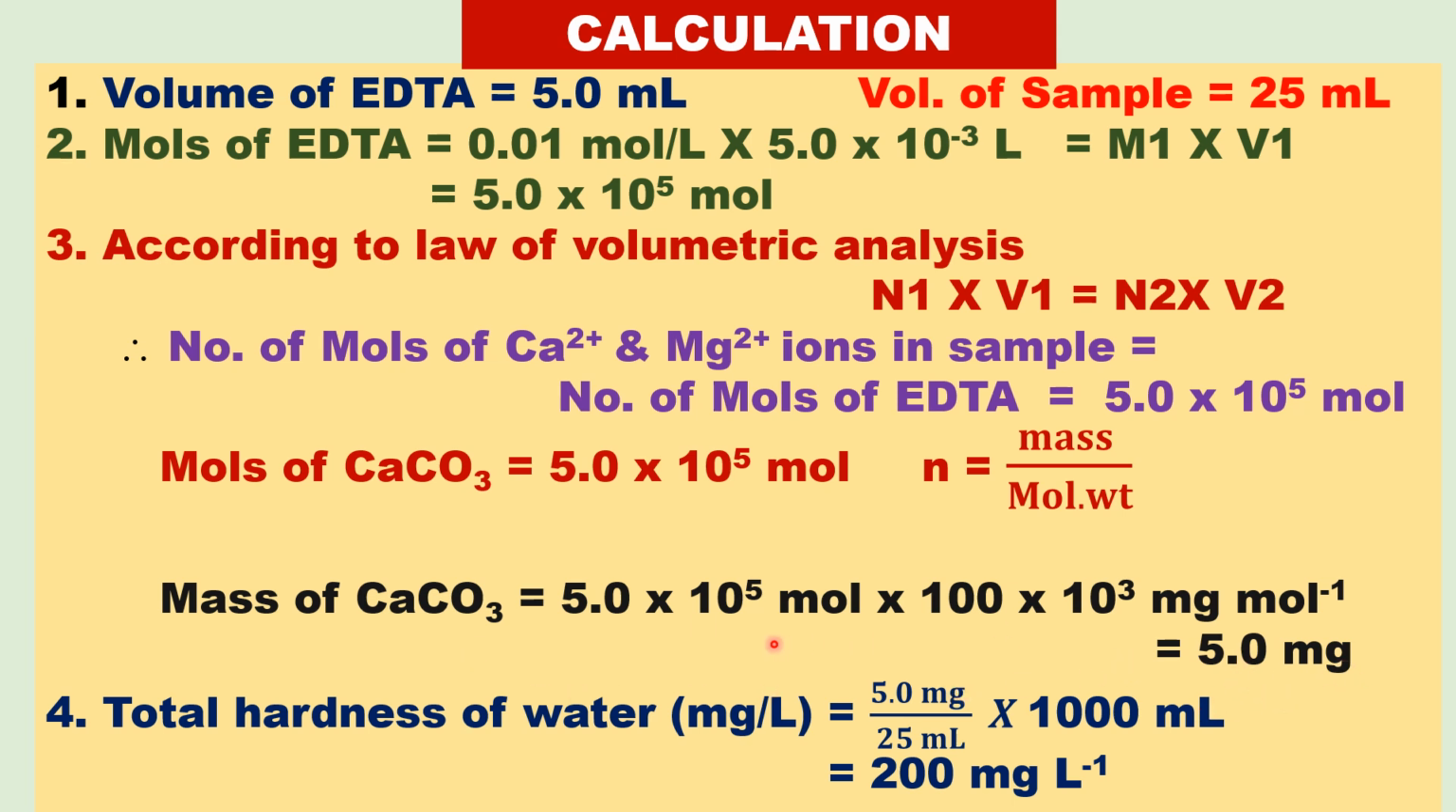Now please be careful: 25 ml of the sample contains 5.0 milligram of calcium carbonate. Therefore 1000 ml, that is the total hardness, consists of 5.0 divided by 25 into 1000, that is 200 milligram per liter. So this is hard water. Below 75 milligram per liter is soft water. Above 75, it is hard water.